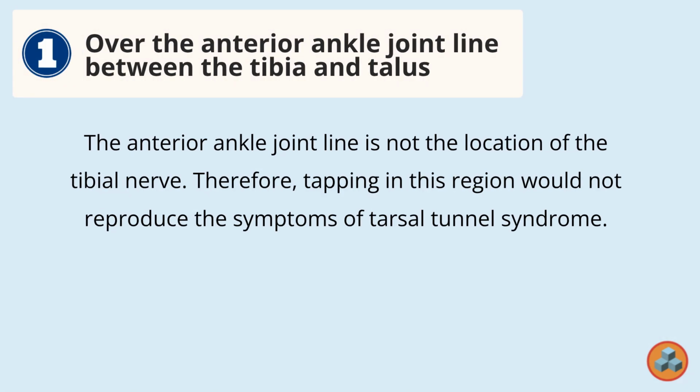Option 1, over the anterior ankle joint line between the tibia and talus. The anterior ankle joint line is not the location of the tibial nerve, therefore, tapping in this region would not reproduce the symptoms of tarsal tunnel syndrome. The anterior ankle is the territory of the deep peroneal nerve and the dorsalis pedis artery, structures that run along the front of the ankle.